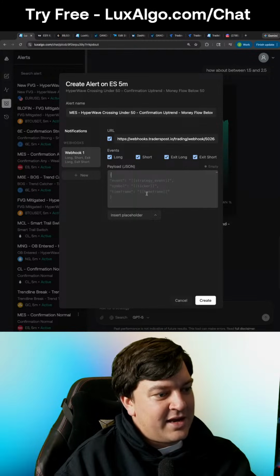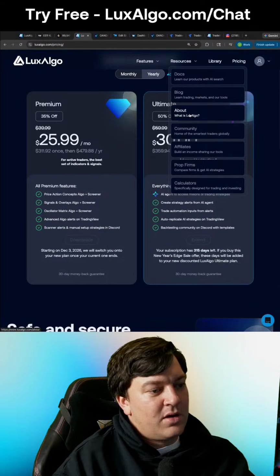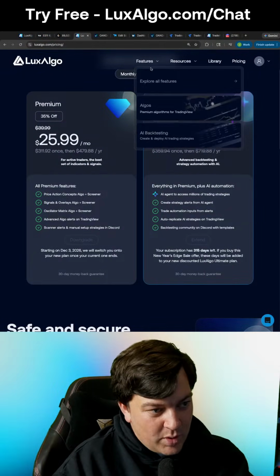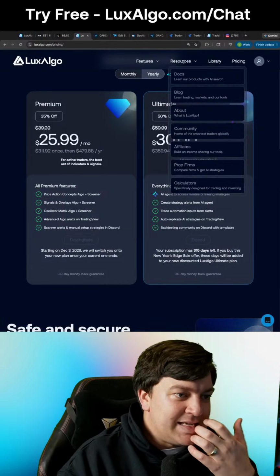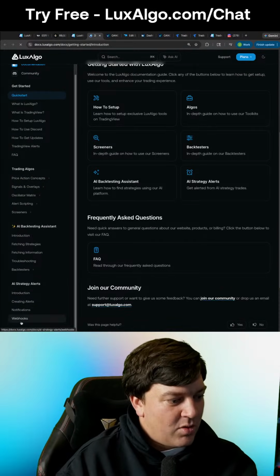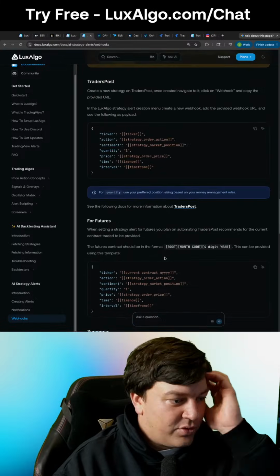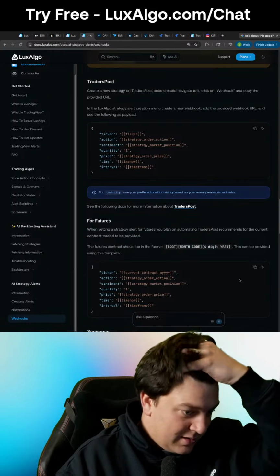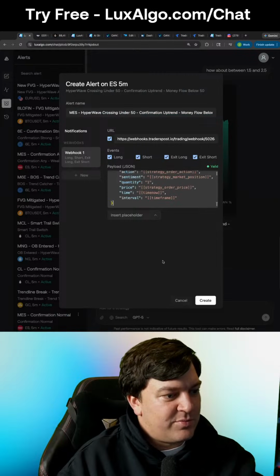You just paste that in here, and then you have to have a JSON payload for Traders Post to understand what order to send to Tradovate. So if you go to the resources here, you go to the docs, go all the way down to webhooks down here. You'll find one that's a template for Traders Post. And then if you're doing futures, just copy this one. And you bring it in and you paste that in there.